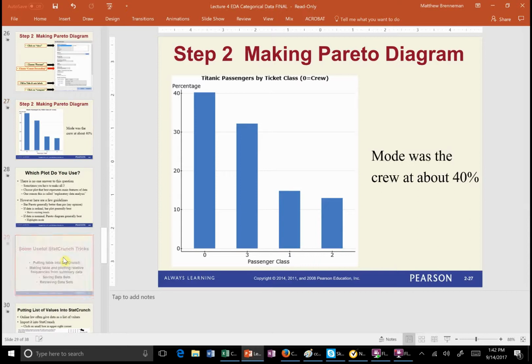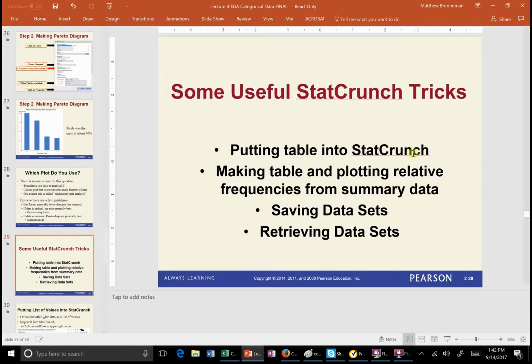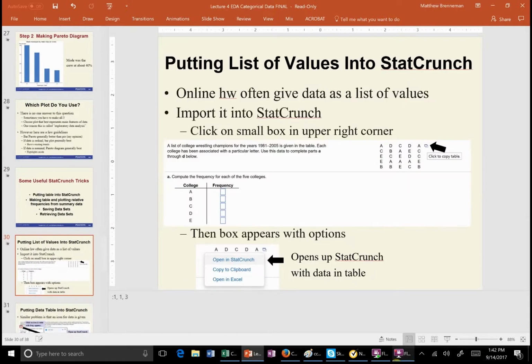Okay, so stuff you need to know when you're doing StatCrunch. The first is you're going to have to know how to put tables into StatCrunch. So let me show you this. Very often in StatCrunch, let me step you through this, you're going to be given data that are just like a list. This really isn't even a table, right? Because this is all one value. If it was in a table, there had to be just one column, okay? It's just a list.